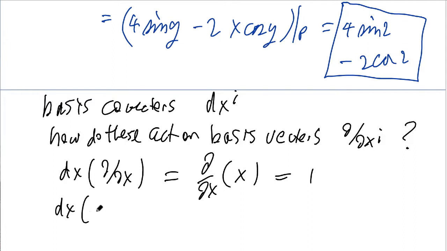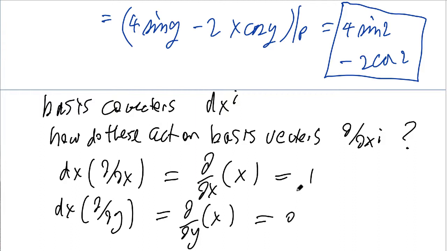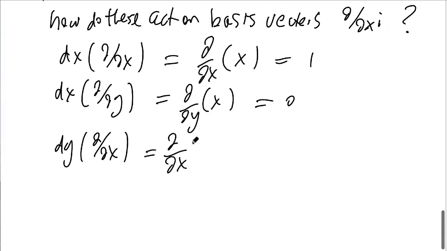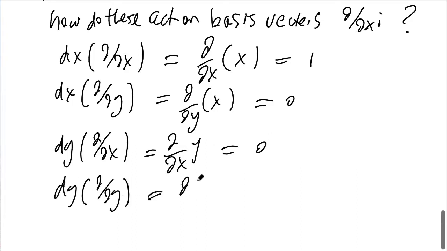We can compute the covector dx acting on the vector d by dy. That's the same as the derivative of x with respect to y, which is 0, and so forth. dy acting on d by dx is the same as the derivative of y with respect to x, which is 0. And finally, dy acting on d by dy is going to give 1.